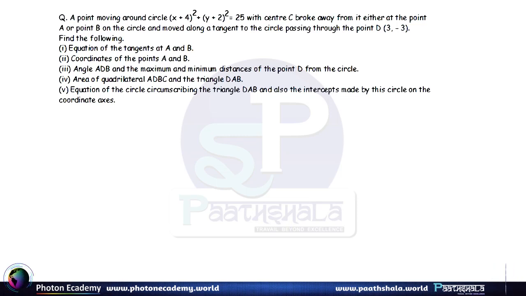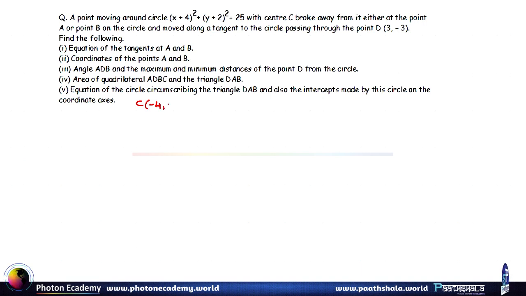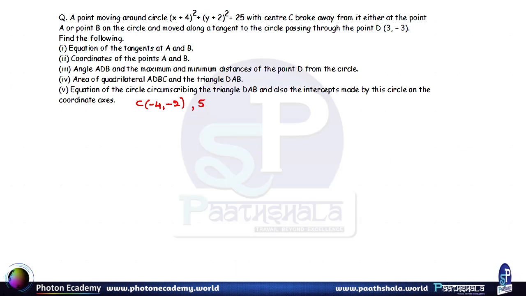Okay, so they are saying that a point moving around the circle with center C. So let's write center C. C is (-4, -2) and the radius is 5. With center C, it broke away from it either at point A or B on the circle and moved along a tangent to the circle passing from the point D (3, -3).